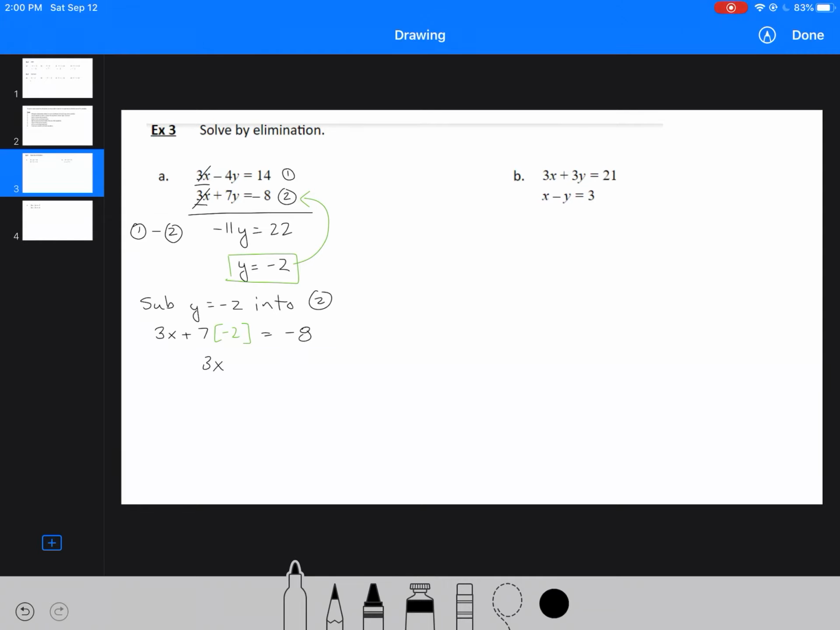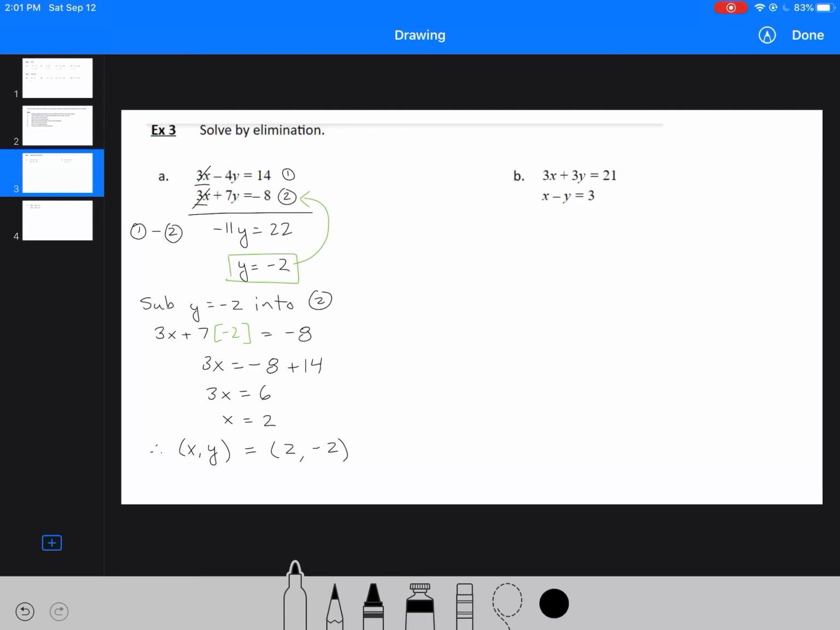And now I can solve for x. So 3x equals minus 8 plus 14. 3x equals 6, x equals 2. So therefore, my solution is 2, minus 2.